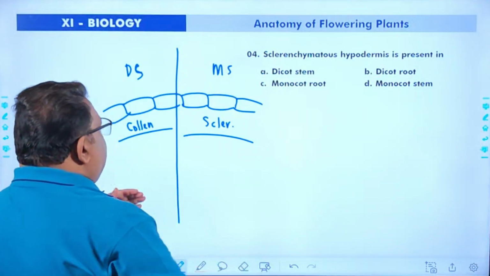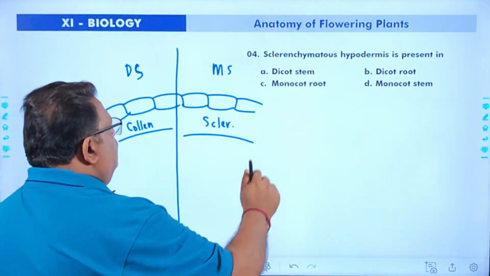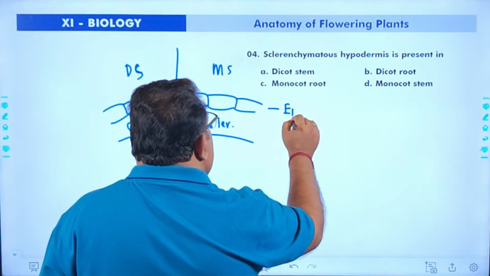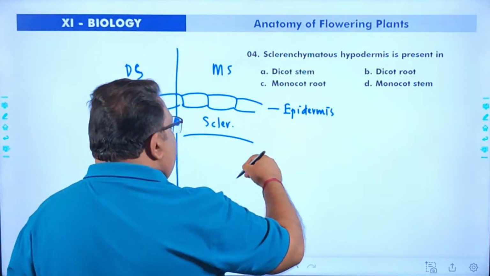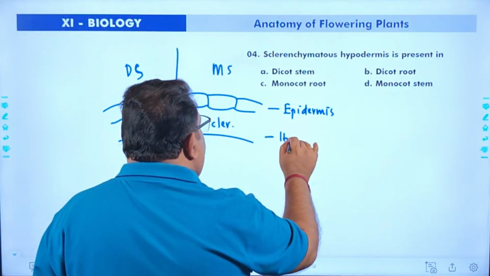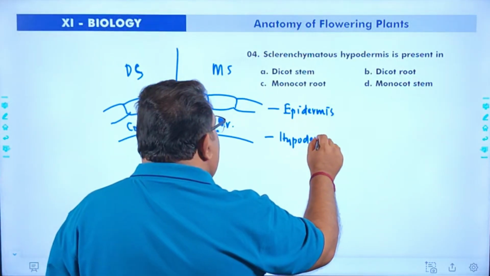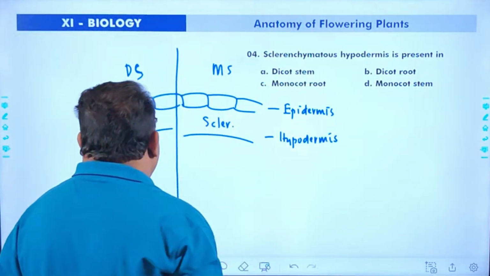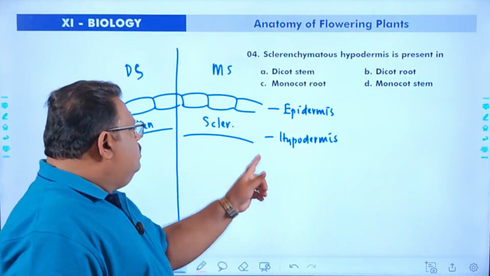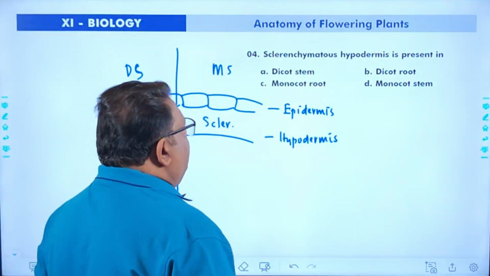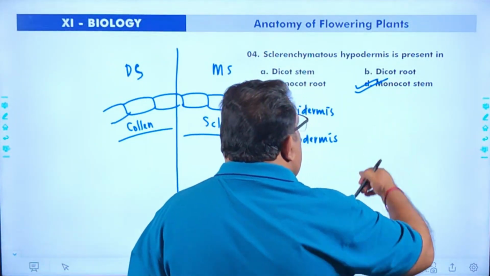So the tissues which are seen just below the epidermis, this is epidermis. The tissues beneath the epidermis are called hypodermis. So collenchymatous hypodermis is the characteristic feature of dicot stem. Sclerenchymatous hypodermis is the characteristic feature of monocot stem.